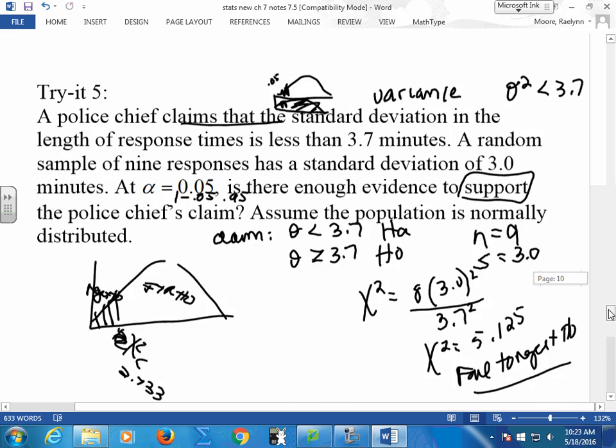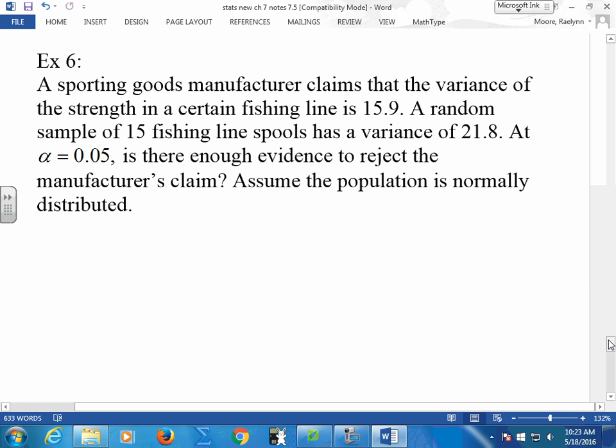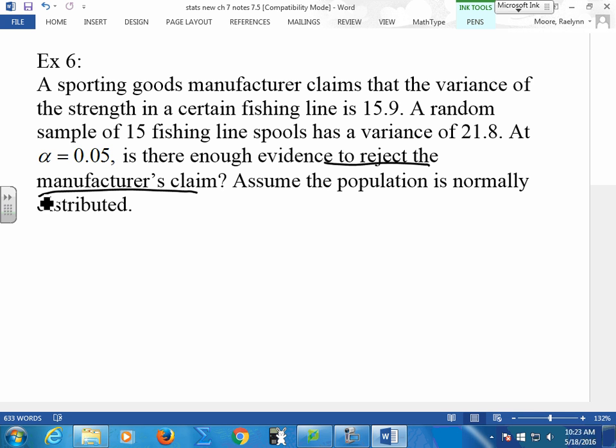All right, let's do one 2-tail test together, guys. Ready? Good. Okay, a sports good manufacturer claims that the variance of the strength of a certain fishing line is 15.9. So now let's just make sure when we look down here, do we have enough evidence to reject the manufacturer's claim? What should our claim be, H0 or HA? H0. Are we getting an H0? Because it says what? Is.